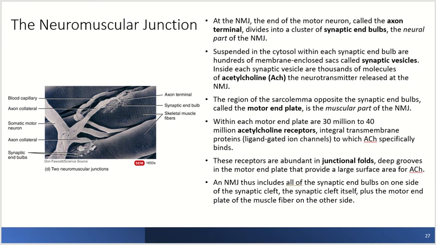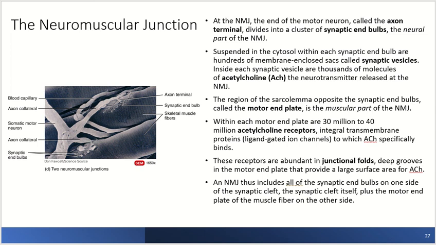So at the neuromuscular junction, at the end of our motor neuron, there's going to be something called the axon terminal. And this is going to divide into a cluster of synaptic end bulbs. And this is going to be the neural part of our neuromuscular junction. Suspended in the cytosol within each of these synaptic end bulbs are going to be hundreds of little membrane-enclosed sacs called synaptic vesicles. And these synaptic vesicles are going to be responsible for holding on to and carrying acetylcholine.